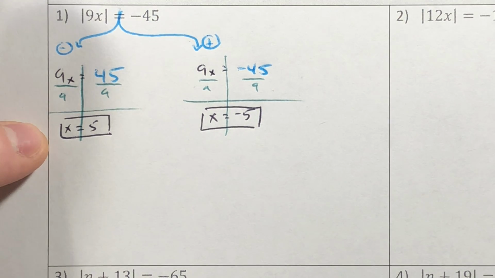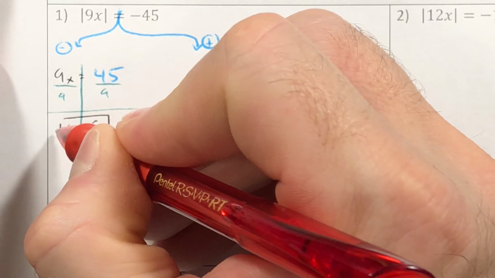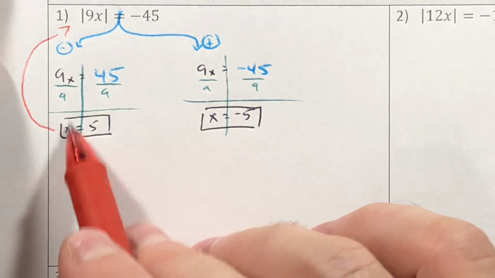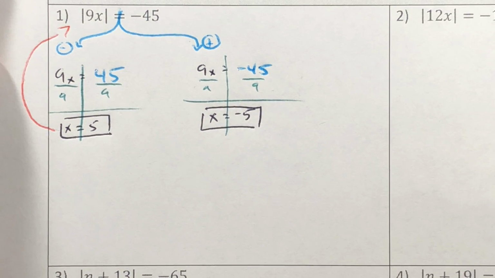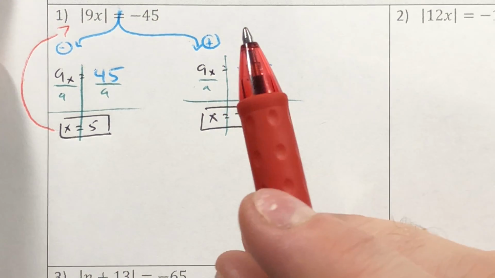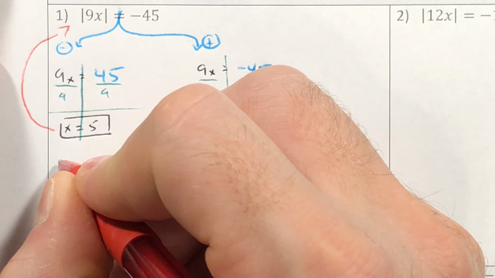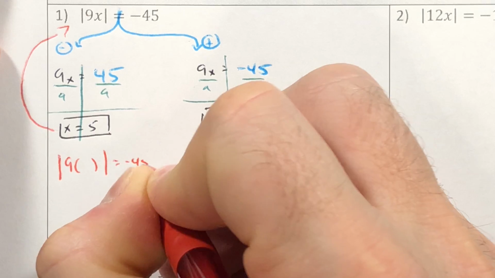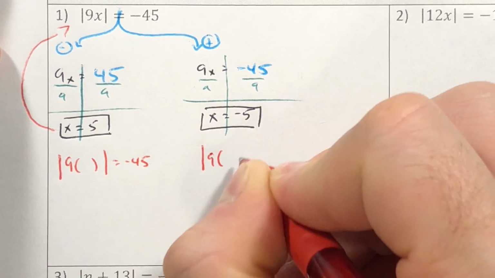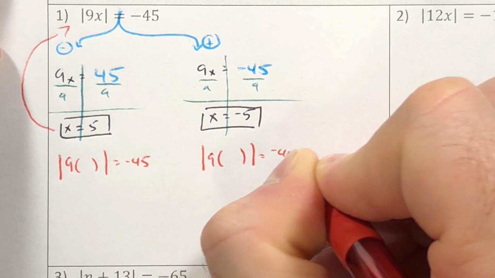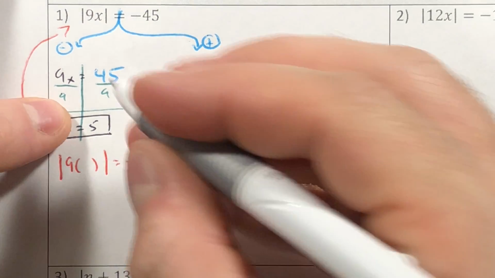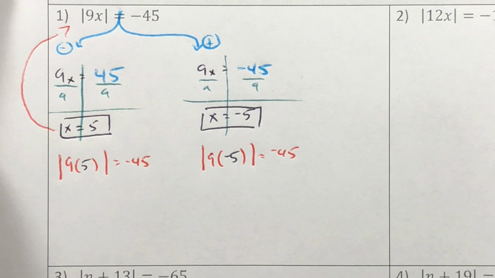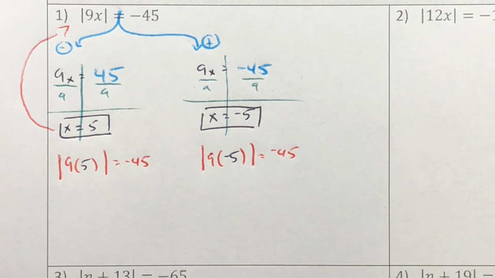So we're going to take our answer and plug it back into the original question, which means I'm going to plug this 5 back into here and see, does it hold water? Does it work as we expected it to? So let's do that. I take the absolute value of 9x equals negative 45, and I'm going to plug that 5 in, and this negative 5 in. And I'm going to see, do these answers work out?